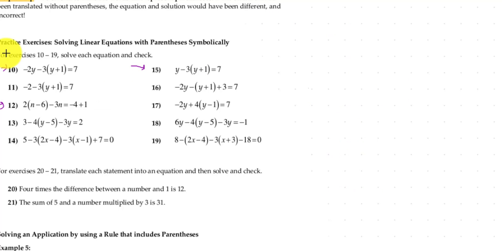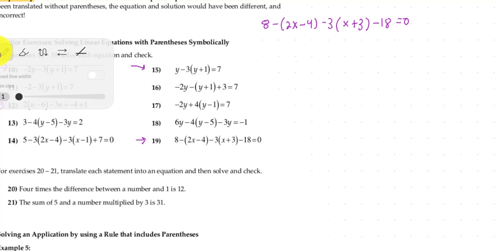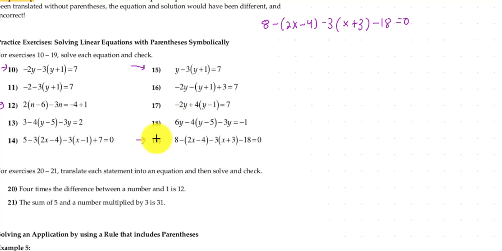Okay, let's try a tough one. Let's try number 19. I'm going to rewrite 19 at the top, okay? So you can see I've rewritten number 19 here. The first thing we're going to want to do is distribute to get rid of all of the parentheses. So I'm going to distribute this negative. Think of that as me distributing negative 1. And distribute the negative 3 to get rid of the parentheses.